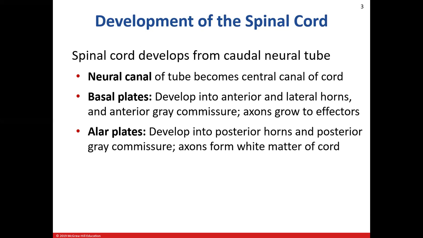We're going to see two different types of tissue here. We're going to see the basal plates, and they're going to develop into the anterior and the lateral horns and the anterior great commissure. And the axons are going to grow to the effectors. Now, I know you may not know what the anterior and lateral horns are yet, but we'll talk about those here coming up. What I want you to think about is that gray matter core.